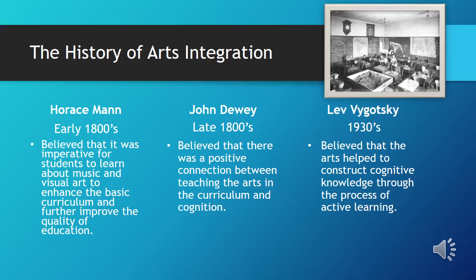John Dewey also asserted that there was a positive connection between teaching the arts in the curriculum and cognition. Dewey's beliefs were influential on the arts being taught in schools starting in the late 1800s as well. Lev Vygotsky introduced his view on arts integration through the learning theory in the 1930s and believed that the arts helped to construct cognitive knowledge through the process of active learning.